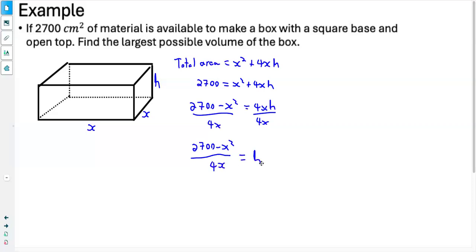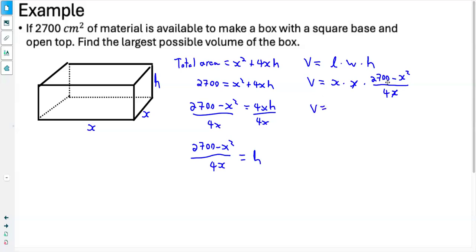Now, we're looking for maximum volume. This is a rectangular prism, so we know that's length times width times height. So we know our length is x, we know our width is x, and our height is 2,700 minus x squared over 4x. Now, we can cancel this x out with one of these. And then we'll go through and simplify a bit.